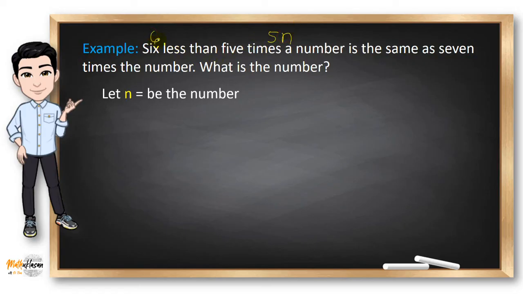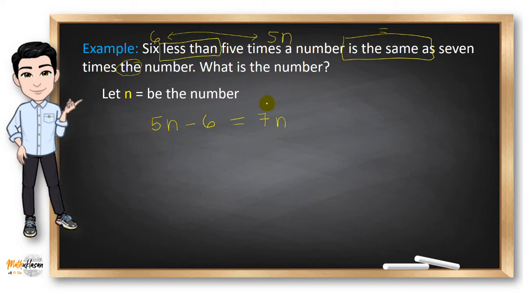And this is 6. Since this is less than, we need to interchange the positions of these two terms. So this is 5n minus 6, is the same as, tells us that it's equal to 7 times the number. 7 times the number is 7n. We are referring to the same number because of the article "the", so we won't need another variable for that. So it's the same number, so it's still 7n.